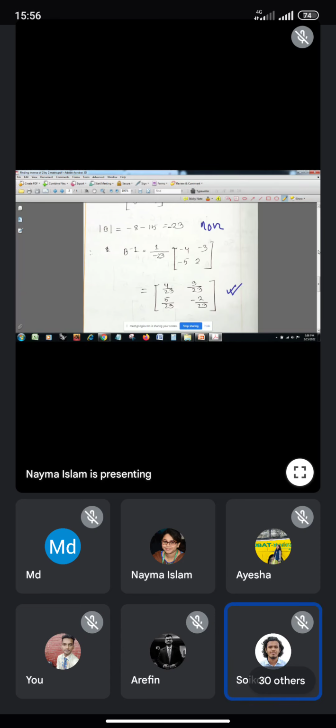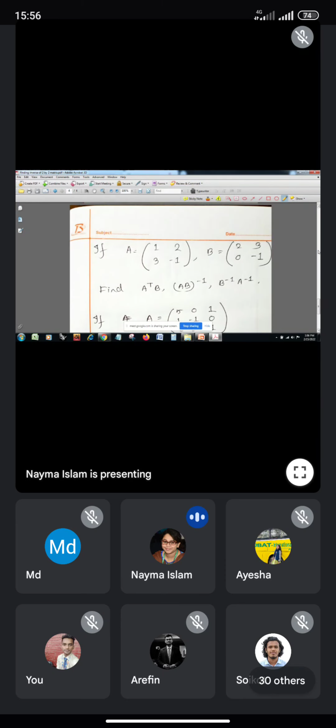No, ma'am. So what you have to do: given a matrix, you have to verify whether it is singular or non-singular. If non-singular, you have to write down the formula 1 by determinant A, adjoint A. After that, you have to form the adjoint using the formula: exchange the diagonal elements and take a negative sign before the other two elements. Now it will be clear.